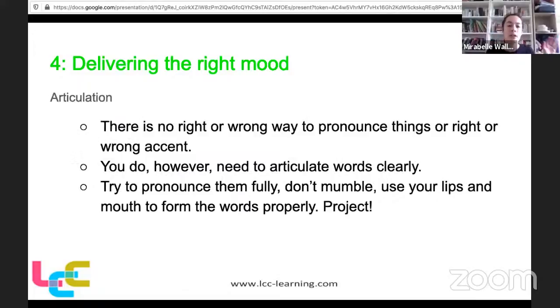Articulation as well. So there's no wrong or right way to pronounce things. I don't think you should have to pronounce things in a proper received pronunciation BBC voice. However, I do think it's important to articulate your words clearly. So by that, I mean pronounce them fully, don't mumble, use your lips and mouth to form the words properly. And if you're combining that with good breathing, then that should project what you're saying, send it out well into the room, into the auditorium.